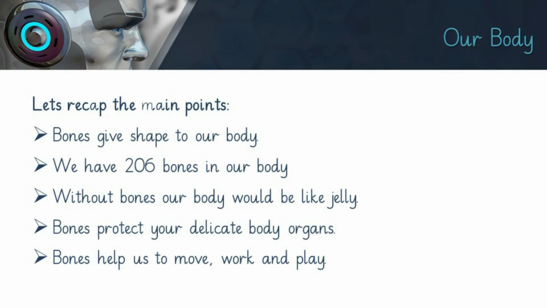Alright children, before we start with the new topic, human skeleton, let's recap the main points from the previous lesson. I hope you remember all of the main points regarding bones. So let's recap. Bones give shape to our body. We have 206 bones in our body. Without bones, our body would be like jelly. Bones protect your delicate body organs. Bones help us to move, work, and play.